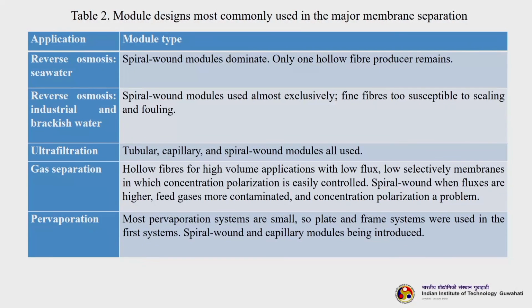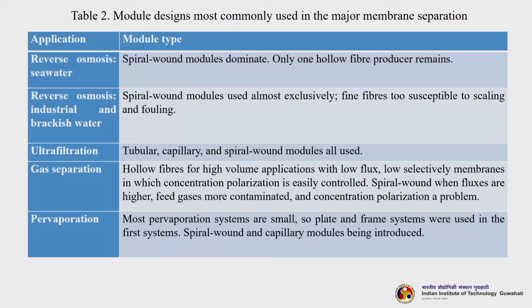Module designs most commonly used in major membrane separations: this table will give you an understanding of what type of modules are being used for different applications. For example, in reverse osmosis, RO, for seawater desalination, we usually use spiral wound modules. Hollow fiber modules are also possible, however, the use is restricted. Similarly, for industrial and brackish water desalination using RO, again we use spiral wound modules. Fine fibers are too susceptible to scaling and fouling.